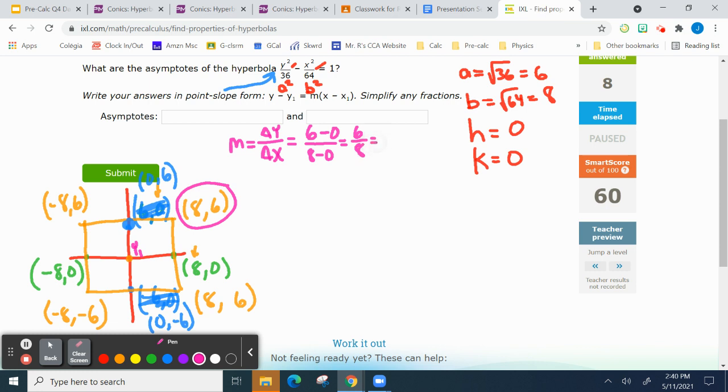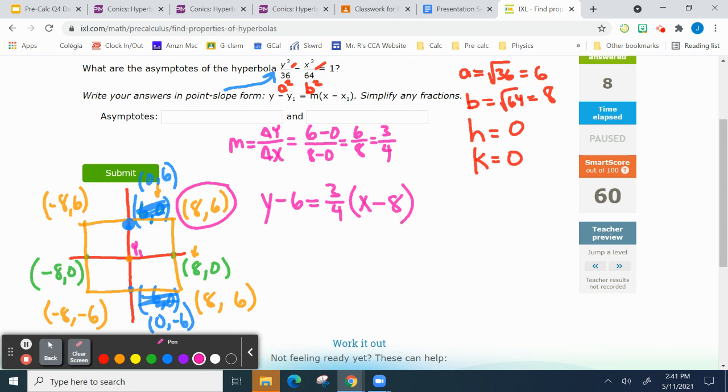But you know that it's supposed to be simplified. Now, if I put 6 over 8 in there, I'm going to get it wrong. So that's going to be 3 over 4, right? So there's our slope. And now I can say our equation is y minus, and then our y1 is 6, equals m, we just did it, 3/4 x minus, and our x1 is 8.